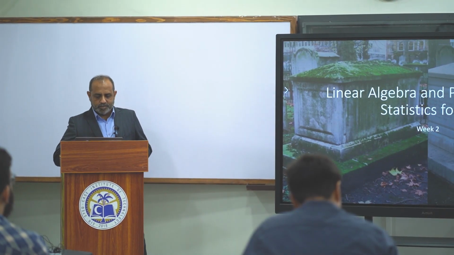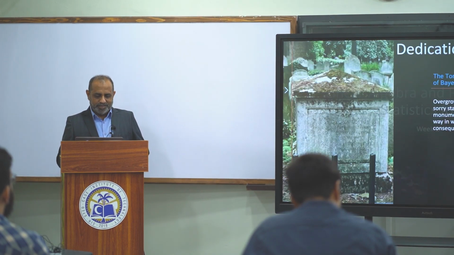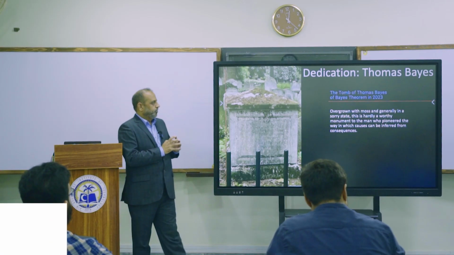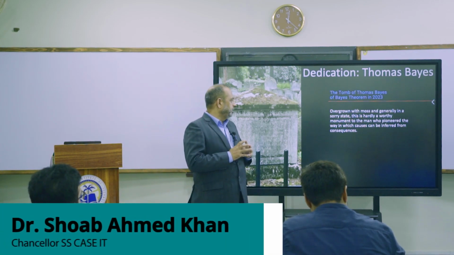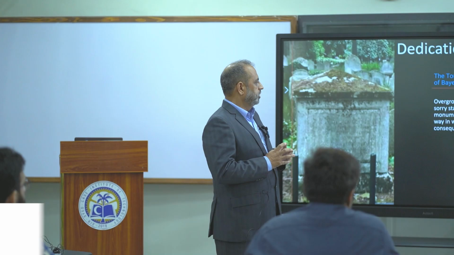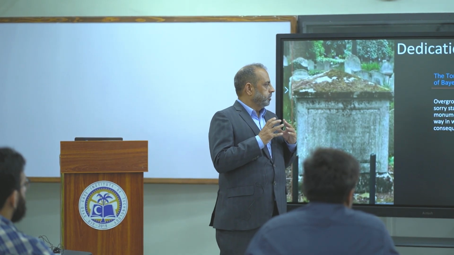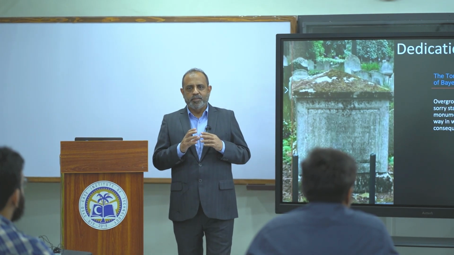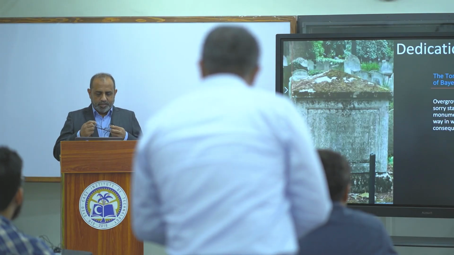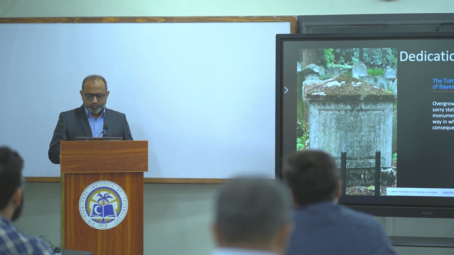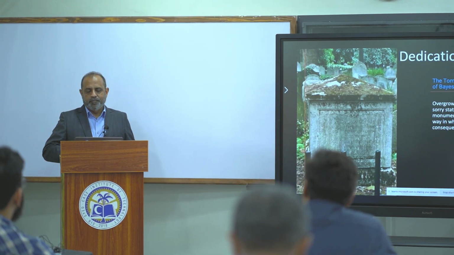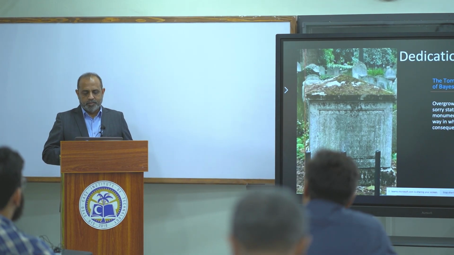And here you see two pictures of the grave. And this grave is of Mr. Thomas Bayes. He is the guy who in the 1700s established Bayes theorem. So he's a pioneer in a way to infer from the consequences. Like you have a hypothesis and a systematic way, so you keep changing the probability of a hypothesis. So we'll see how Mr. Thomas Bayes has influenced what we know today a lot in machine learning and also in probability theory.